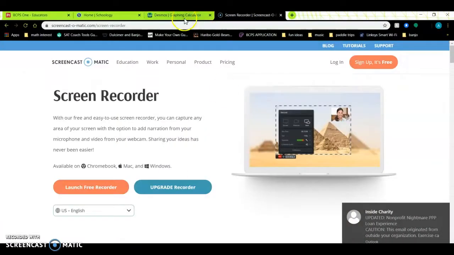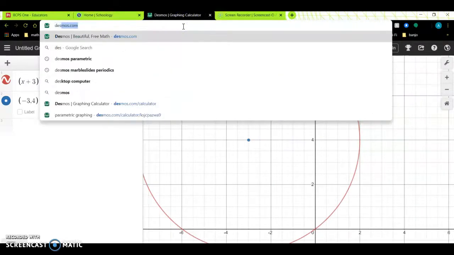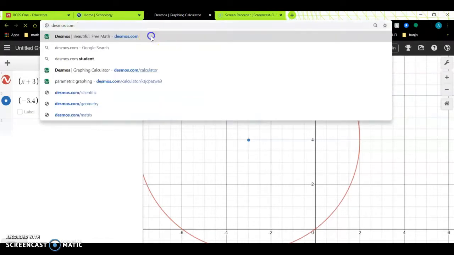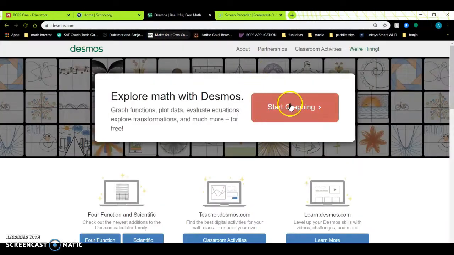If you've never worked with Desmos, all you have to do is go to desmos.com. It's going to be the first one. I'm going to hit leave because I'm on one already, and you need to hit start graphing.